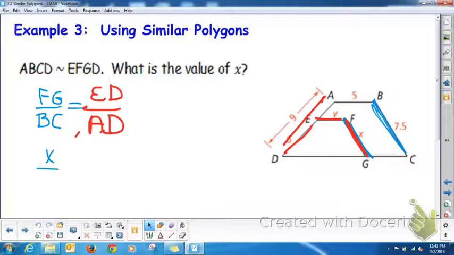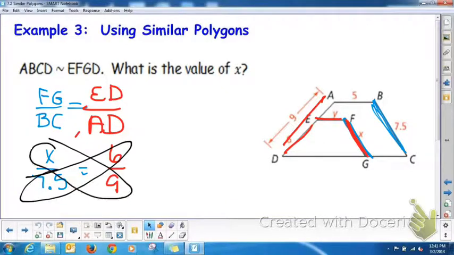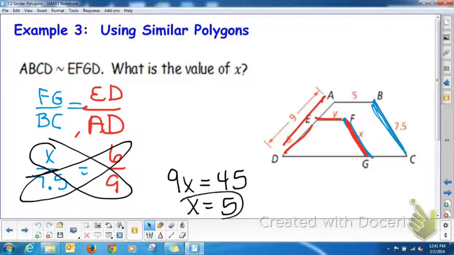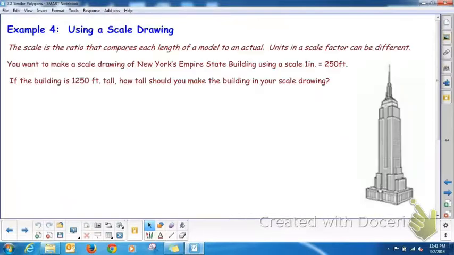FG is X over 7.5, which was BC. Is it equal to? It is equal to ED, which is 6 over AD, which is 9. So I want to use the cross product property here to solve for the value of x. I'm going to say 7.5 times 6 and 9 times x. 9 times x is 9x, and 7.5 times 6 is 45. And when I divide by 9, x is going to equal 5. And now because I know that, I could find y. But we'll move on from here to the next example. We'll practice more of these tomorrow.